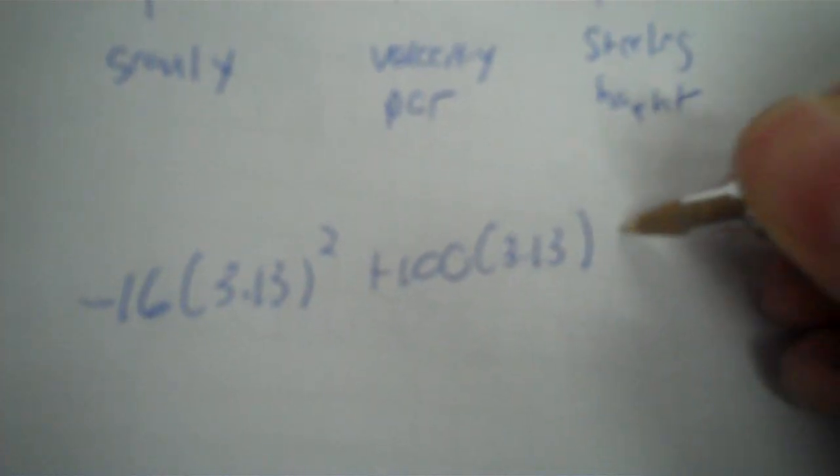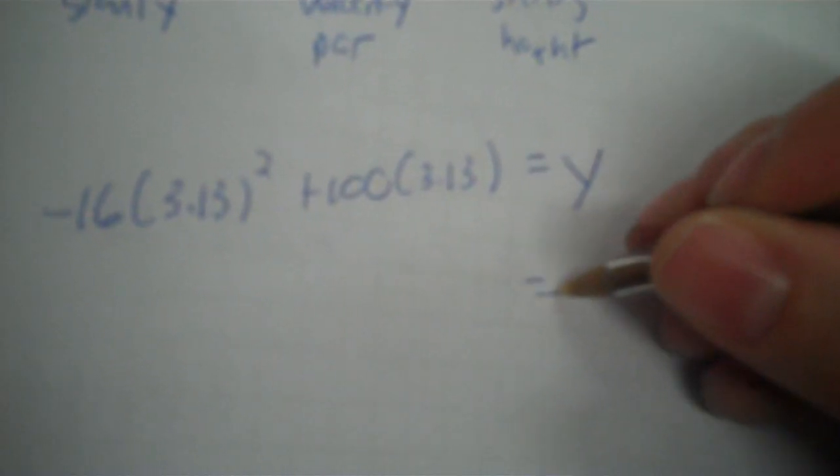Okay, then find your feet. You simply substitute 3.13 into the equation for x, or 3.125 if you want to get more specific. Okay, figure it out. 156.25.